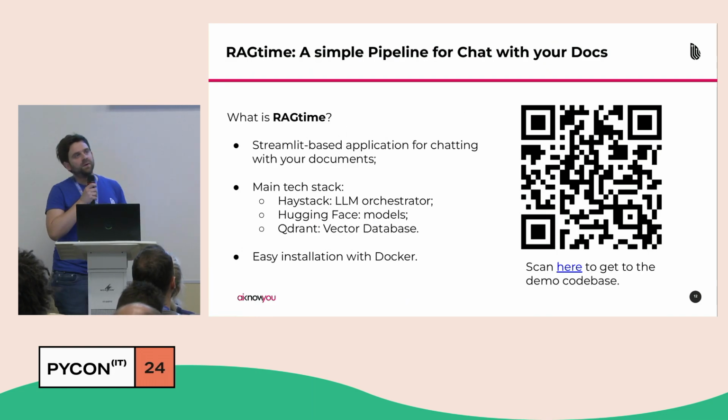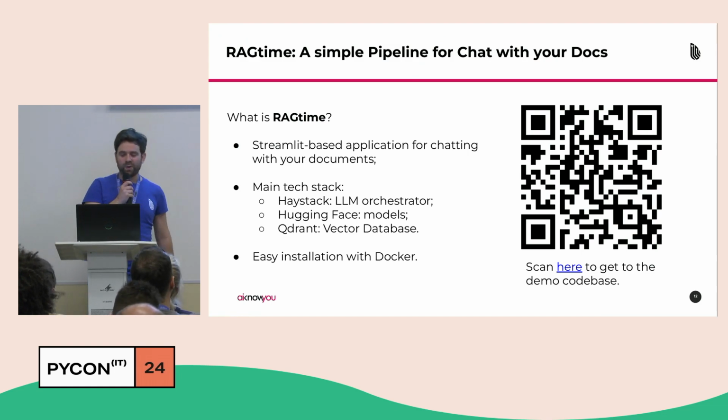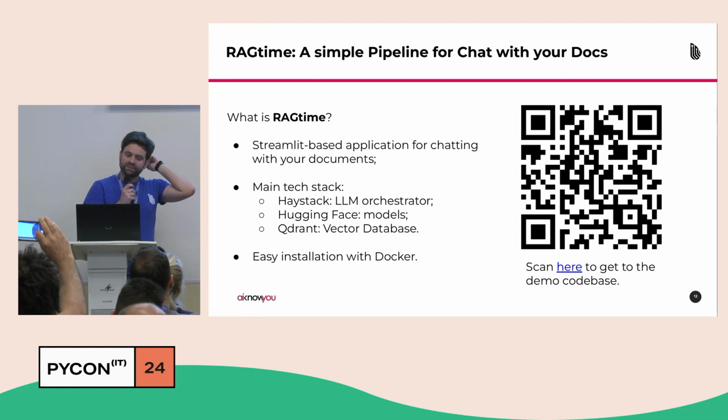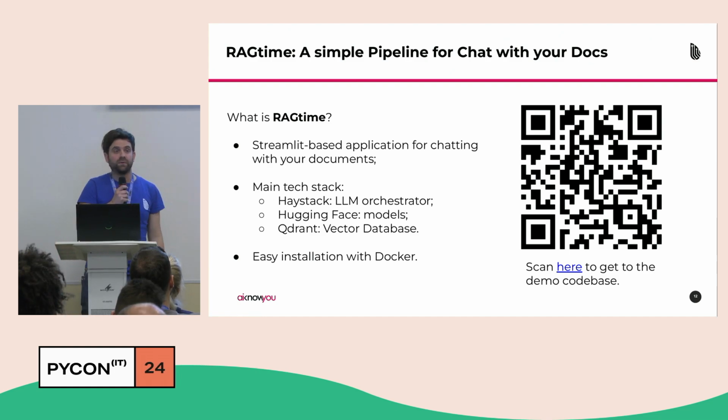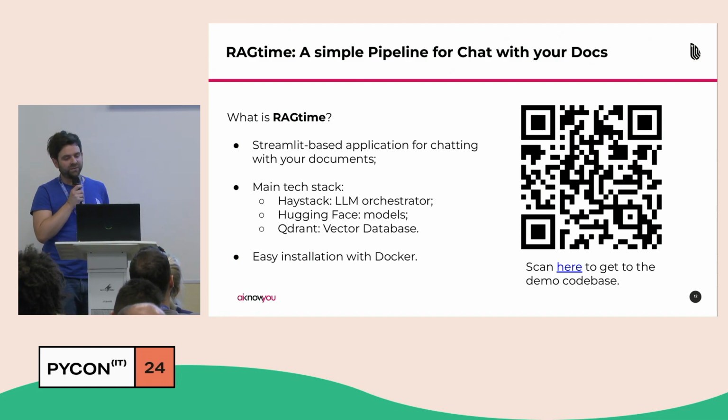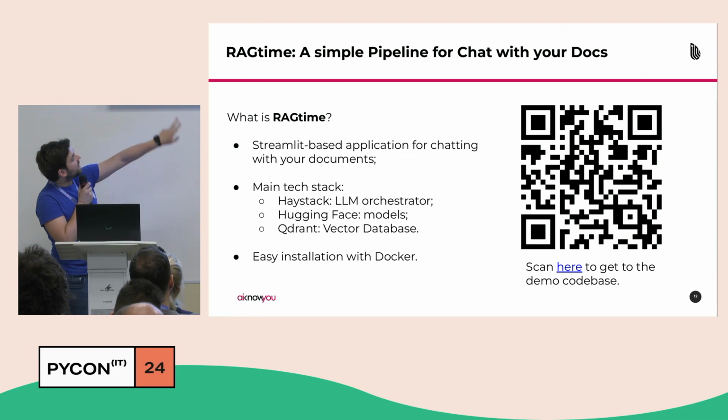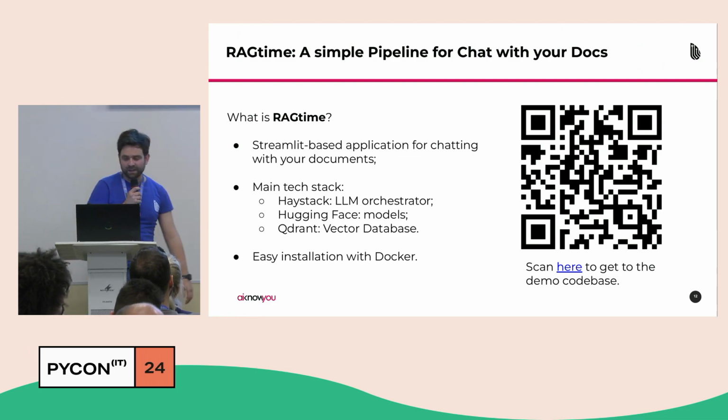Okay, let's go. Ten minutes are left, so we have to go to the juice of this presentation. RAGtime is a Streamlit-based application. I think that everyone knows Streamlit. You can scan the QR code to get the demo code base, and even the slides, not only the demo.